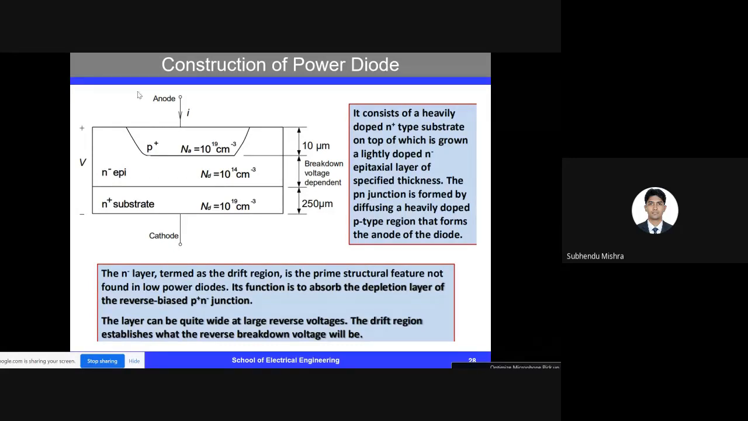So it means that this particular region gives you the buffer for an excess amount of reverse voltage and also an excess amount of forward current. That is why you have this N minus layer in between the P plus and the N plus layer for the power diode.